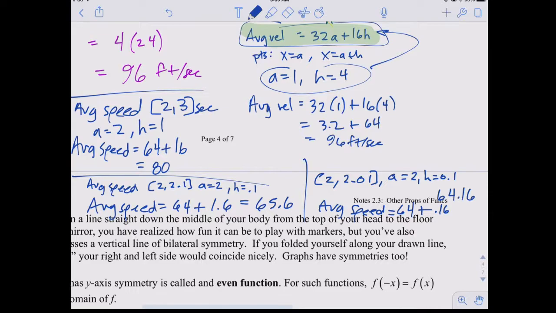Now, if I was interested in what the instantaneous speed was at 2, what's happening to this last piece as H gets smaller and smaller, going to 0? As H goes to 0, 16H goes to 0, right? And guess what the instantaneous speed would be at 2? 64. That's sneaking up on the tangent line. That's the seed of calculus.